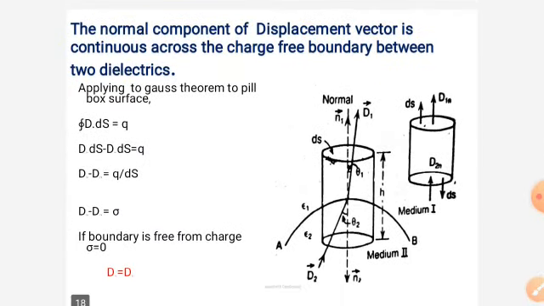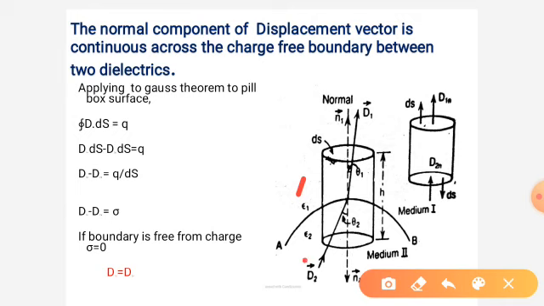First one is the normal component of displacement vector, denoted by D, is continuous, that is the same across the charge-free boundary, that is, a boundary having no charge. Consider the two dielectric materials epsilon 1, epsilon 2 separated by a boundary. Then how the displacement vector at this boundary we have to calculate.